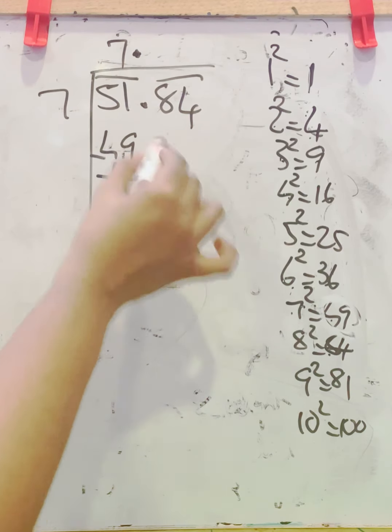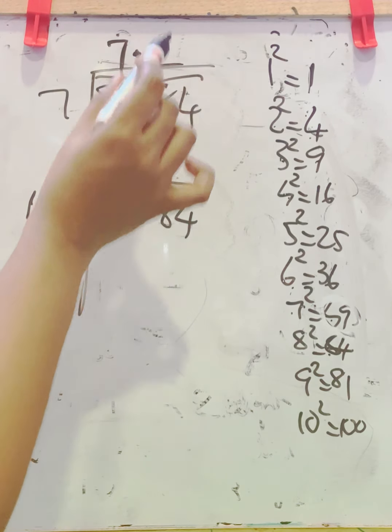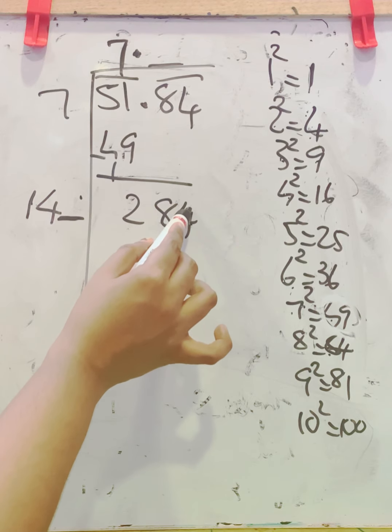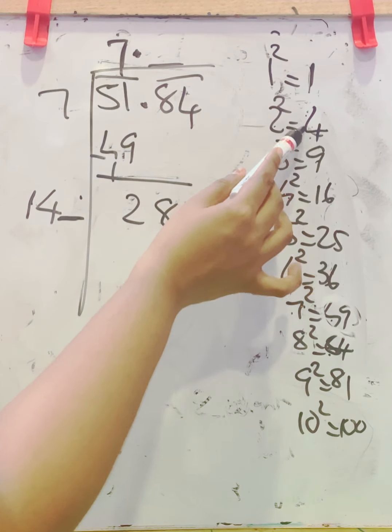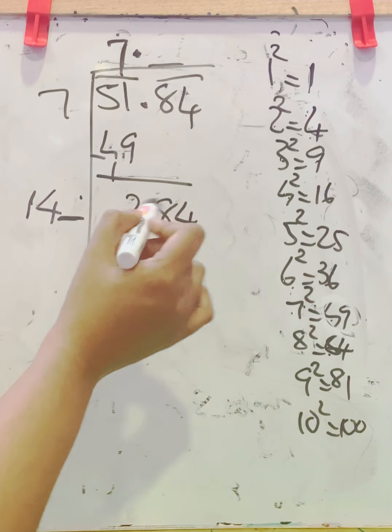Now carry down. Next, double this number and write here. 7 2s are 14. Put a dash here, dash here. The number you write here must be the same. Now check what is the digit here. 4. Which are the possible cases? That is either it will be 2 or it will be 8.